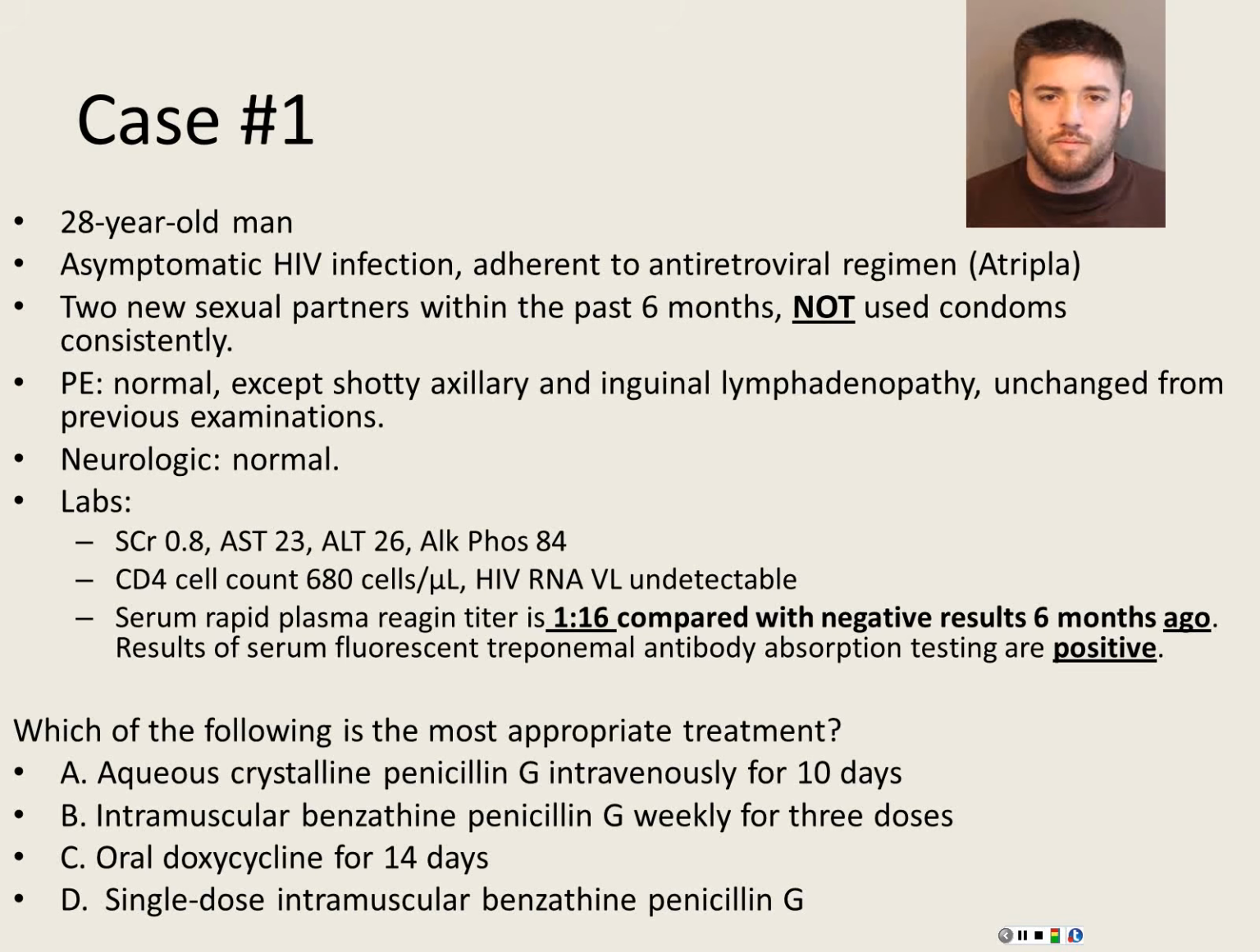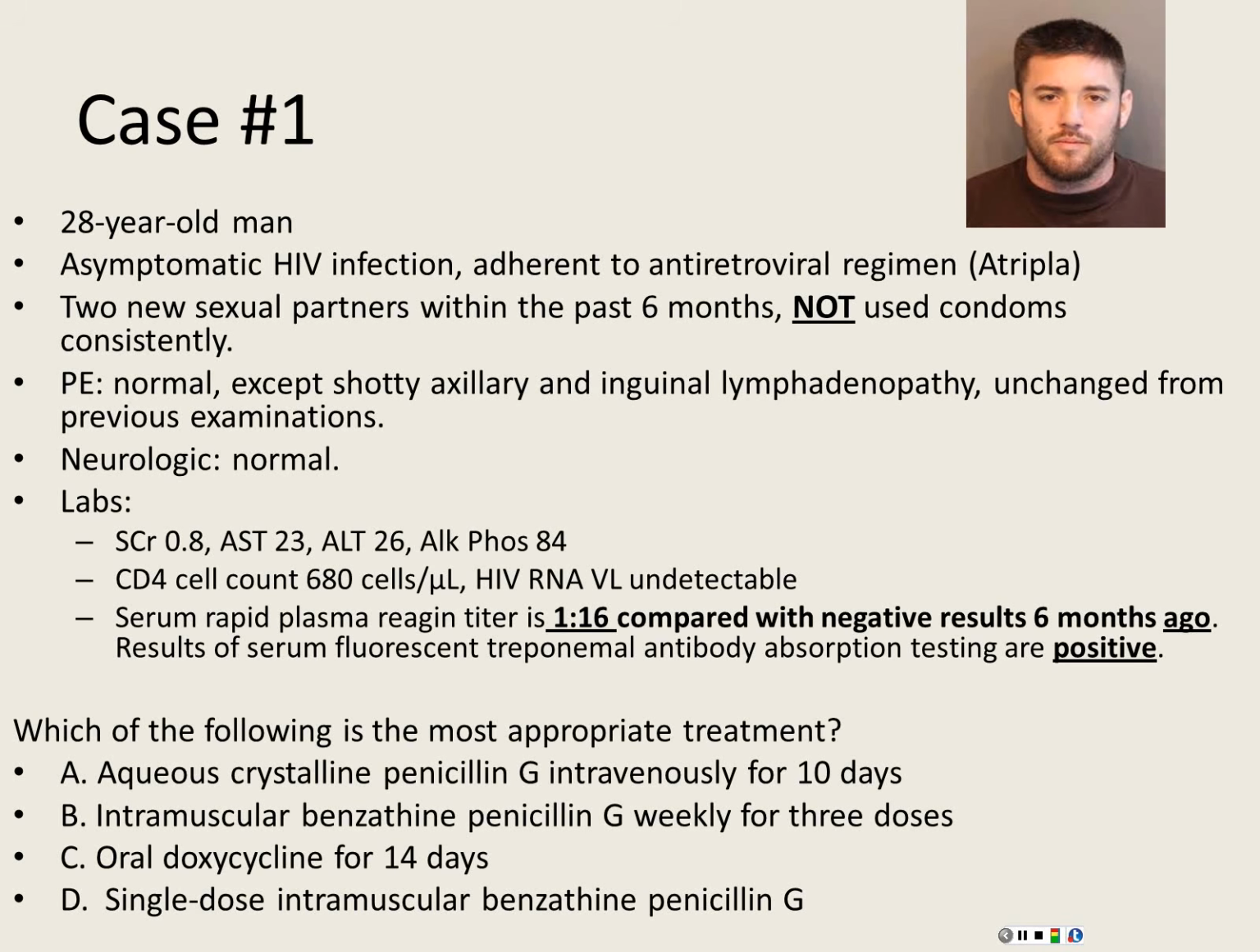What's interesting, though, is that there is a serum rapid plasma reagin titer of 1 to 16, which was compared to 6 months ago, and that was negative 6 months ago. And results of a treponemal antibody absorption test are positive. So the treponemal antibody is related to which organism? That's right, Treponema pallidum, which is syphilis.